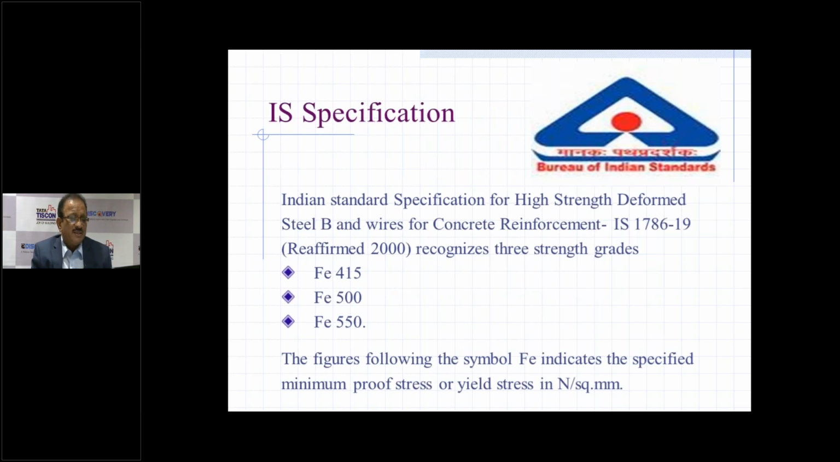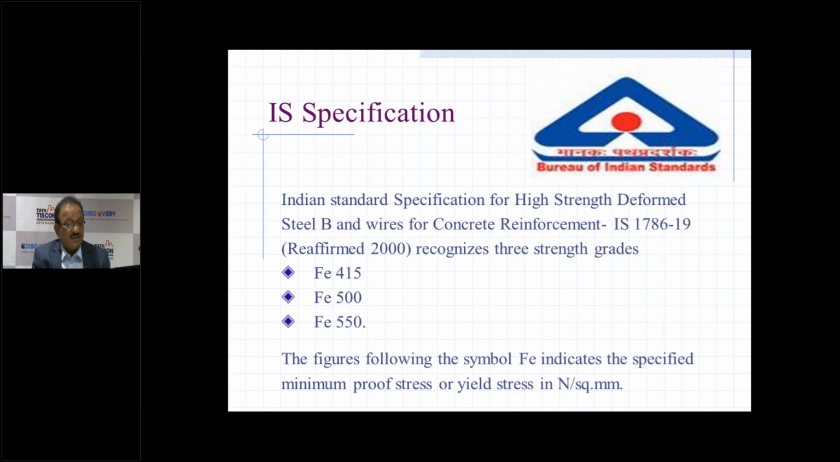What are the IS specifications of steel? The Indian standard specification for high strength deformed bars, as per IS 1786, recognizes three strength grades, for example, Fe 415, Fe 500, and Fe 550. These are the three grades recognized by the Indian standard, and the figure following the symbol Fe, Fe meaning iron, we know iron is known as Fe, indicates the specified minimum proof stress or yield stress in Newton per square millimeter.